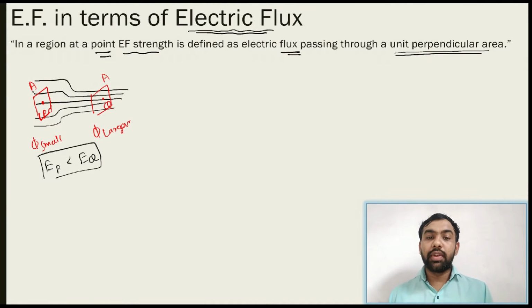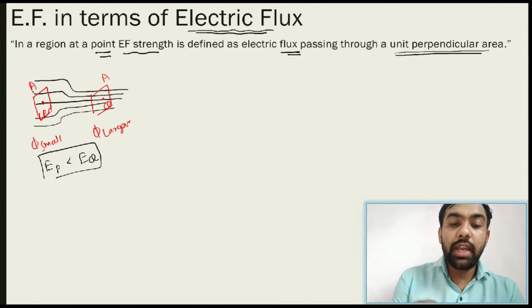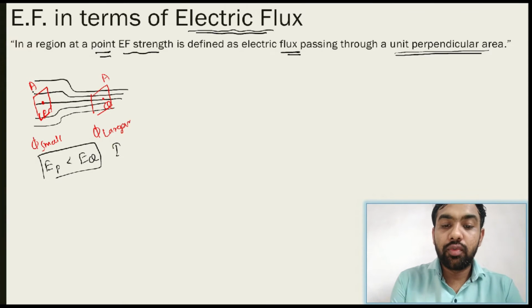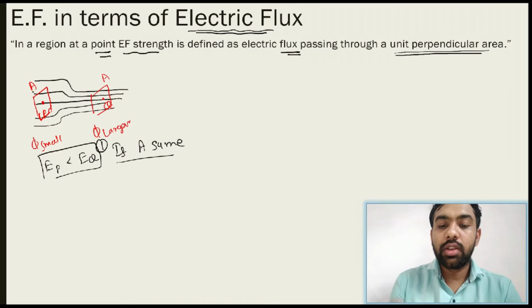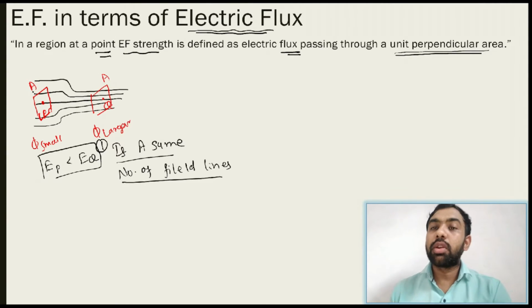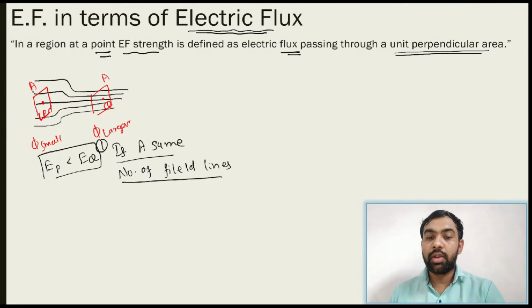If the electric field passes through different areas, if you consider different areas, and the number of field lines is the same but the area is different, then there are just two ways. Case 1, if A is same, then the number of field lines represents the strength of electric field. Number of field lines represents the strength of electric field.